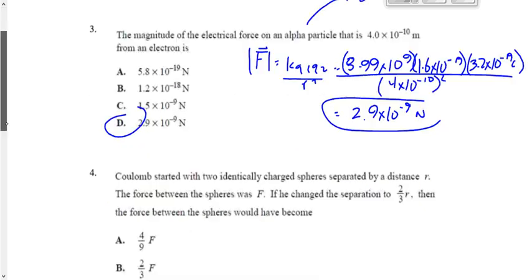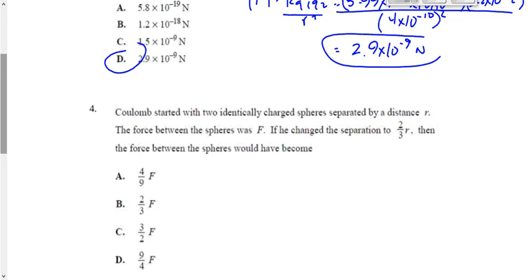Finally, number 4. We saw this question on Friday, actually. That's okay. Coulomb started with 2 identically charged spheres separated by distance r. The force between the spheres was F. He changed the separation distance to 2/3 r. What does the force become now? This is my original force, F0, equal to k Q1 Q2 over r squared. This is what it was before I made any changes. Now it's time for my changes.